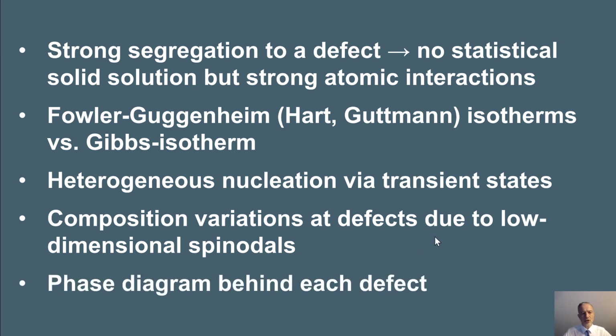And the take-home message from all of these results achieved by theory and achieved by correlative atom probe tomography and electron microscopy means that we most likely have a specific type of phase diagram behind each and every defect. And that is, I think, a very interesting research topic for the future.